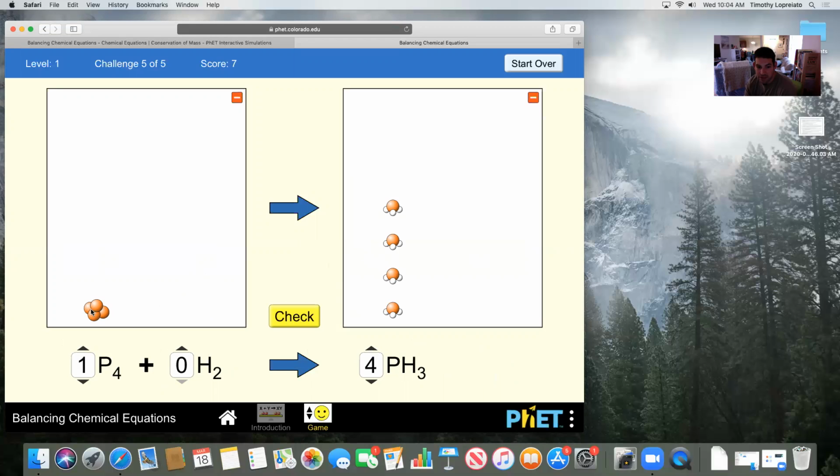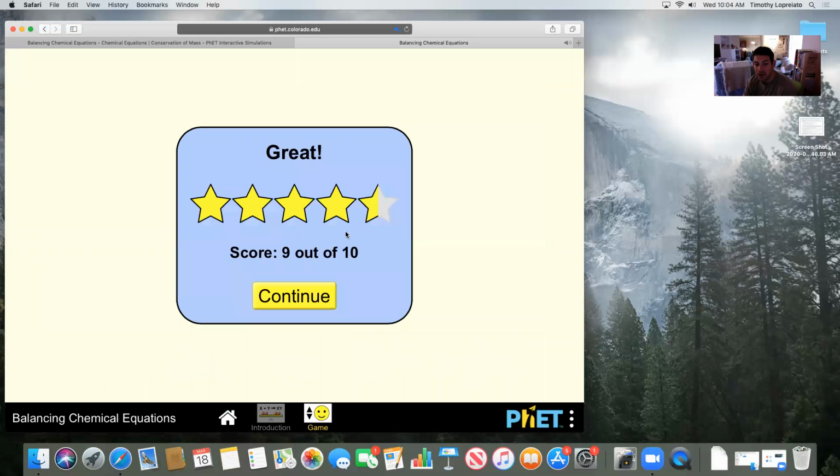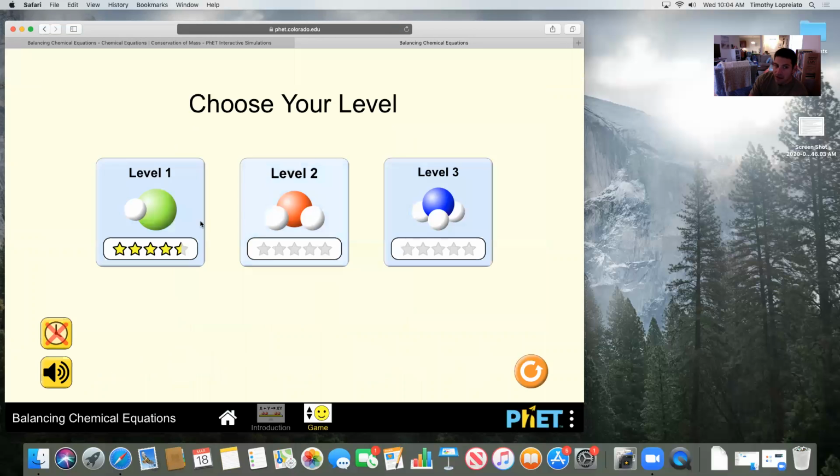So I know that since that's P4, I'm going to need 4 of these, right? So now I have 3 hydrogens per each molecule. So that's 3 plus 6 plus 9 plus 12. If I take 12 hydrogens and I divide it by 2, because each H2 gives me 2, that'll put me at 6. That's how I'm running through these so quickly. I want to see you get a 10 out of 10 for each. So right now I got a 9 out of 10. That's okay. I can always redo it. So let's get a 10 out of 10 for all 3 levels. Screenshot, show me that you have all 3 levels done, and you're good to go.